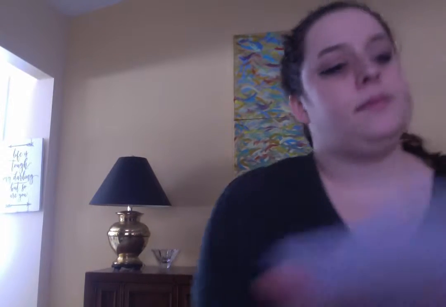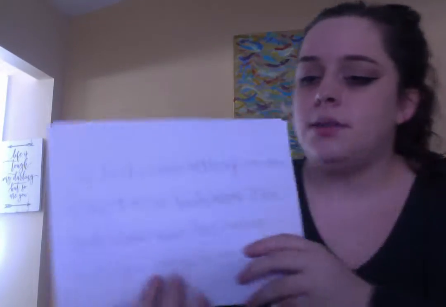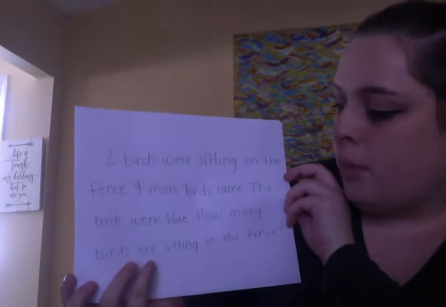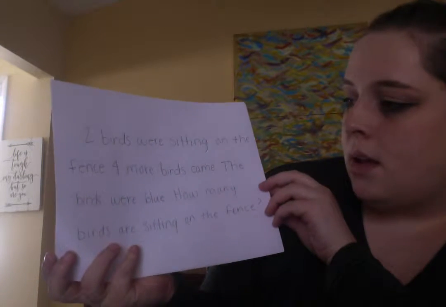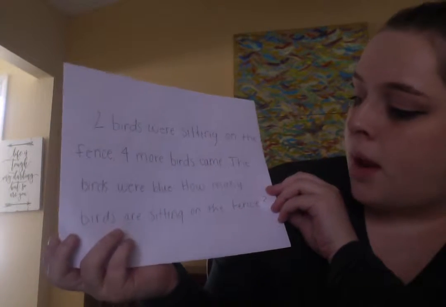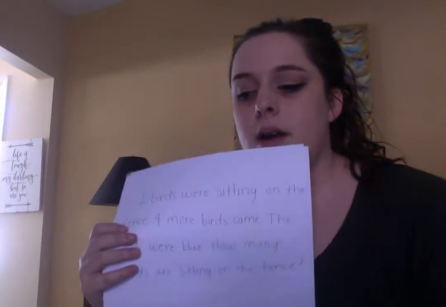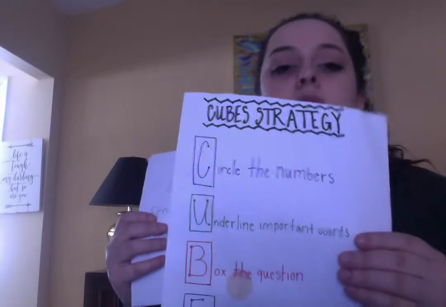Okay, our next problem, we'll start by just reading it straightforward first. 2 birds were sitting on a fence. 4 more birds came. The birds were blue. How many birds are sitting on the fence? So we'll go back to start with our C. Our mnemonic device for cubes is circle the numbers.